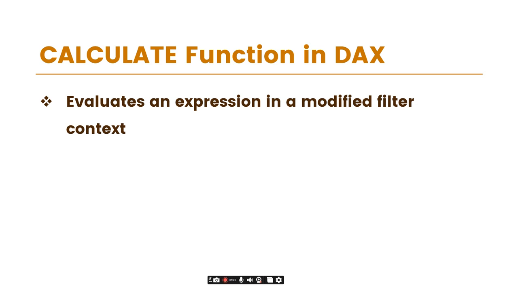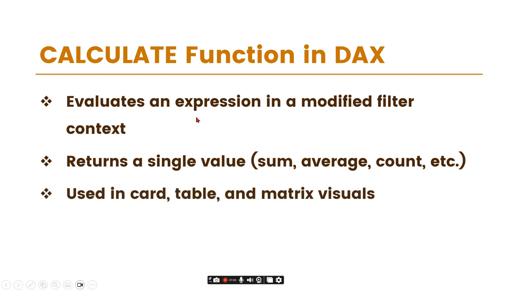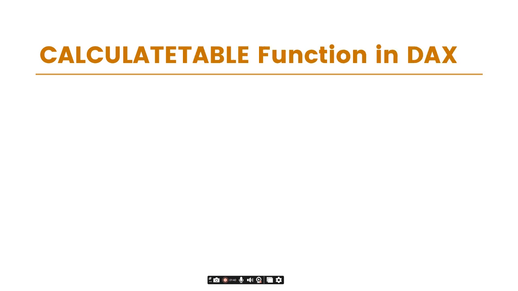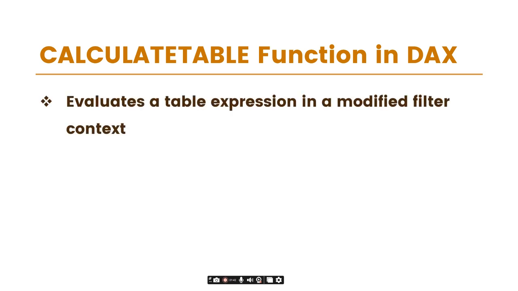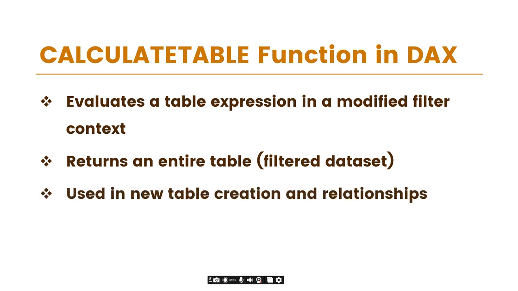The CALCULATE function evaluates an expression in a modified filter context and returns a single value. For example, we can use that in card or metric visualizations, whereas CALCULATETABLE is used to evaluate a table expression in a modified filter context, and this returns the entire table with a filtered data set, and it is used in new table creation or relationships.